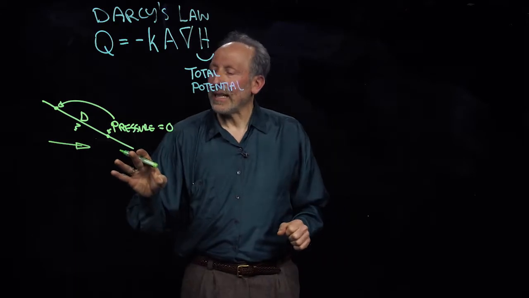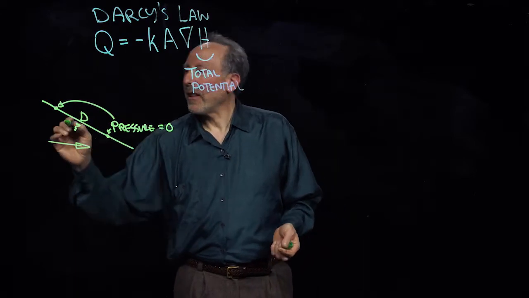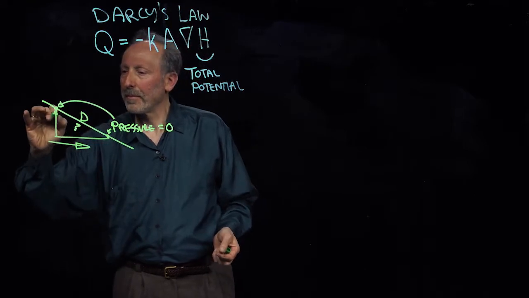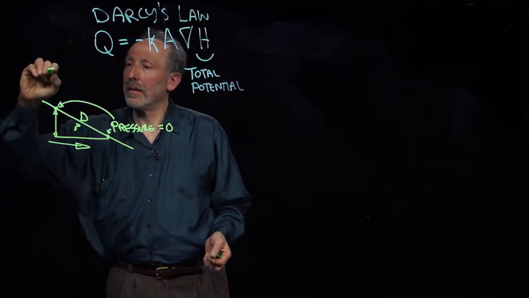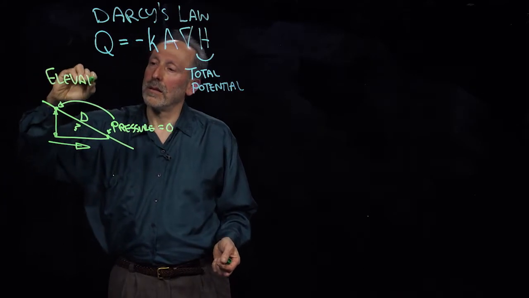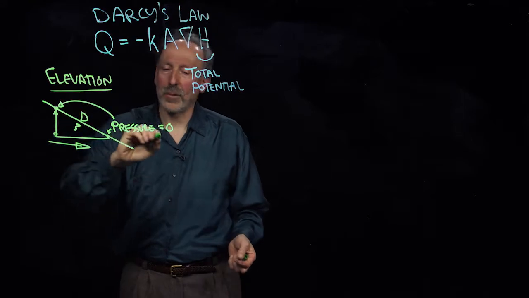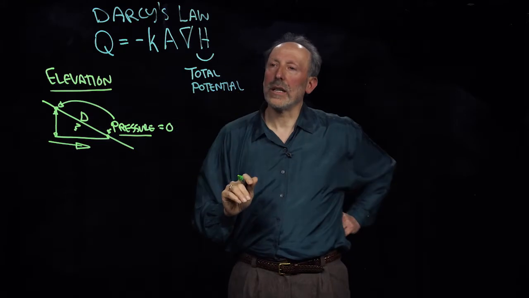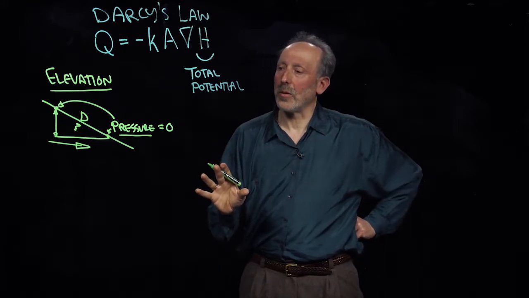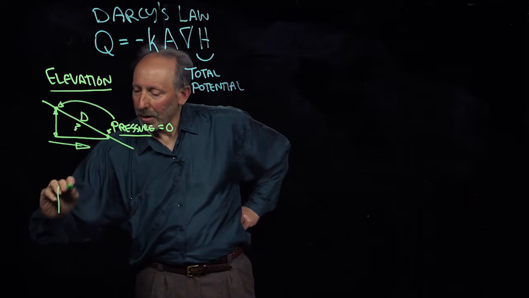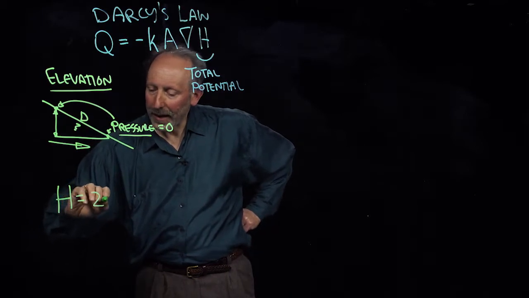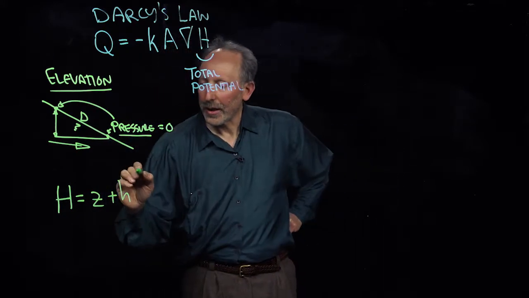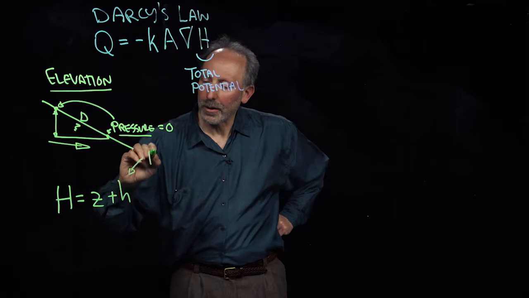So immediately what we see is we have two things going on. We have elevation, and we have pressure. Okay. And the total potential, which we use the symbol capital H for, is equal simply to the sum of the elevation plus the pressure. And we're measuring this pressure in units of head of water.